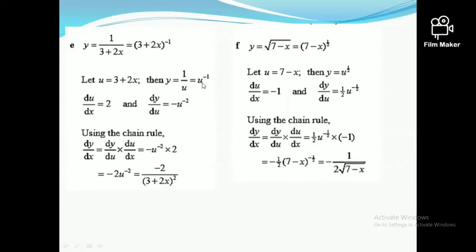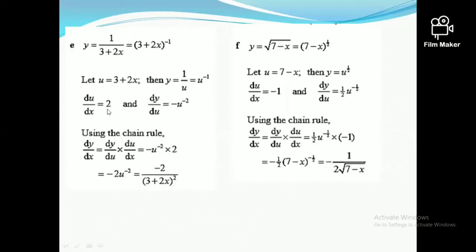If you differentiate u to the power minus 1, the answer is dy by du equals minus u to the power minus 2. Then we can apply the chain rule. dy by dx equals dy by du into du by dx. What is dy by du, children? Minus u to the power minus 2, sorry.